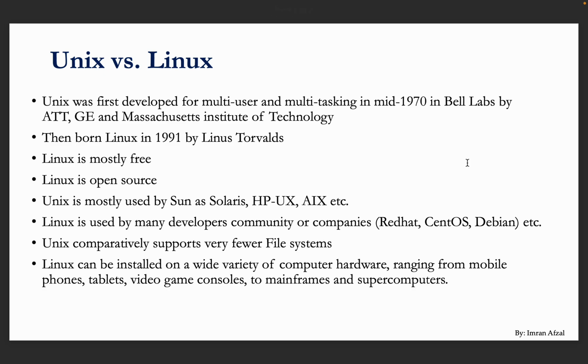Unix versus Linux. Unix was first developed for multi-user and multitasking in the mid-1970s in Bell Labs by AT&T, GE and Massachusetts Institute of Technology. Then Linux was born in 1991 by Linus Torvalds. Linux is mostly free, it is open source, while Unix is mostly used by Sun as Solaris, HPUX, AIX, etc. It is used by many developers, communities or companies.